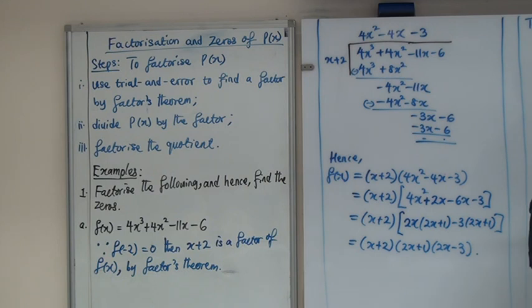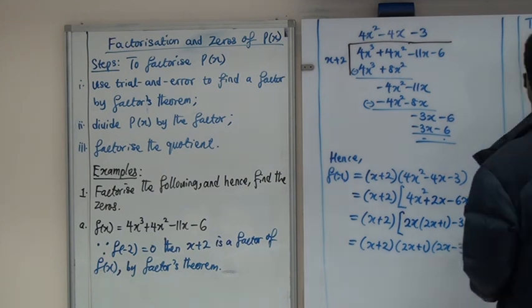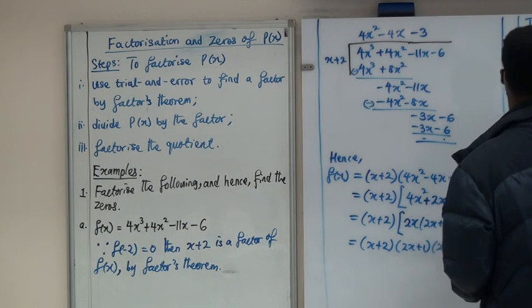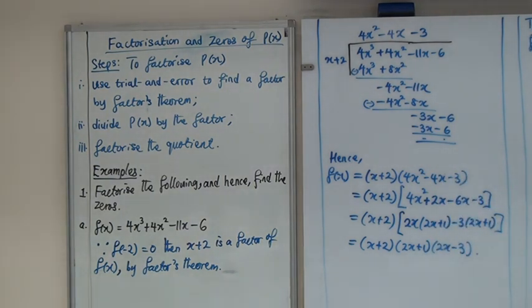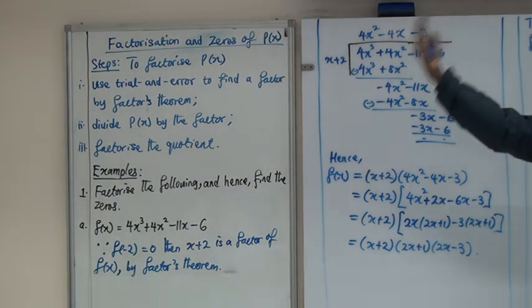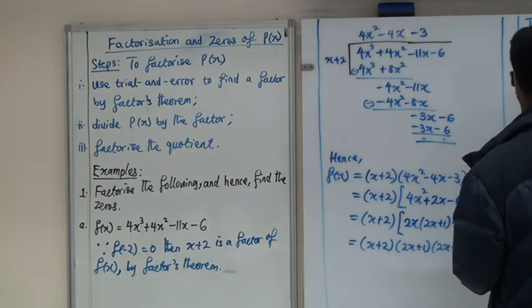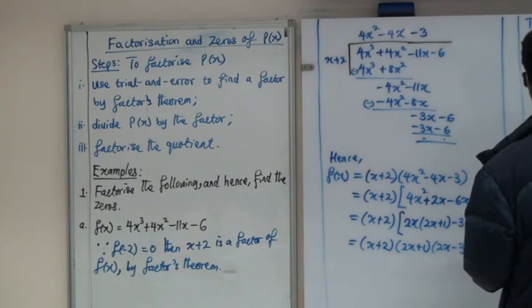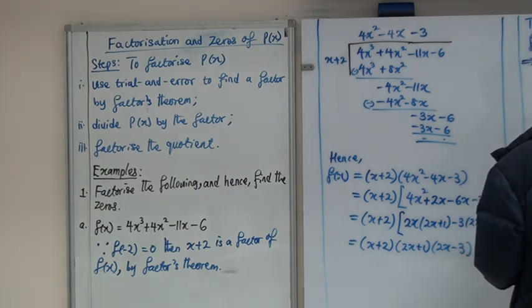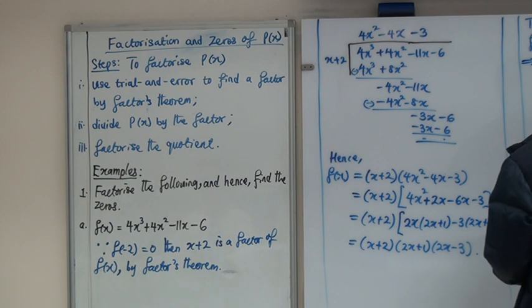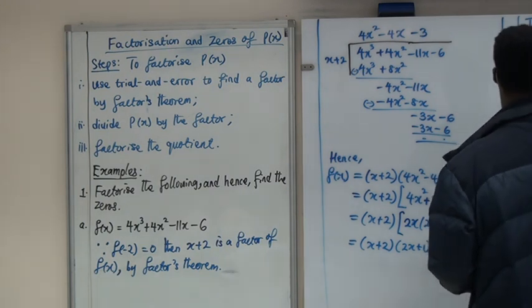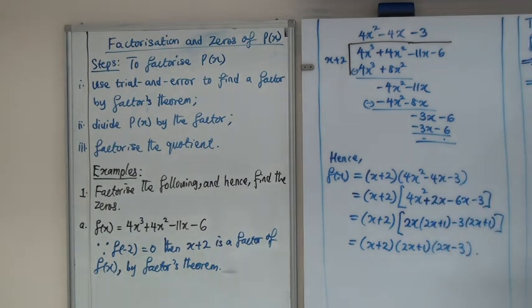To find the zeros of f of x, put f of x itself equal to 0. That's what it means. What are the values of x that will make this entire function 0? Which means x plus 2, 2x plus 1, 2x minus 3 is equal to 0. So clearly, x is equal to negative 2, x is equal to negative half, and x is equal to 3 over 2. So these are the zeros of the polynomial.